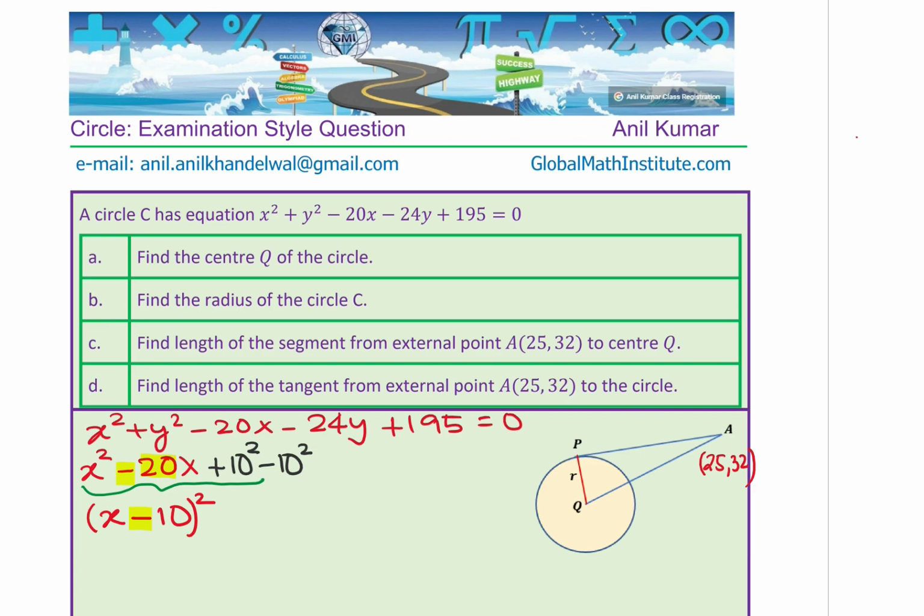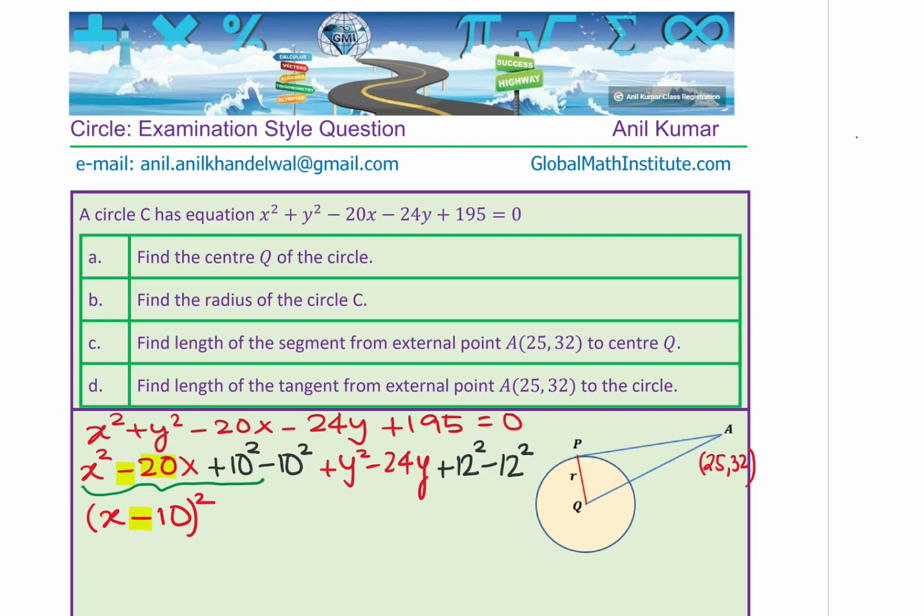Now, let's look into the y terms. The y terms for us are y squared minus 24y. Now, what will you do to complete the square for y? Well, of course, half of 24 is 12. So we'll add and subtract 12 square. You get the idea.